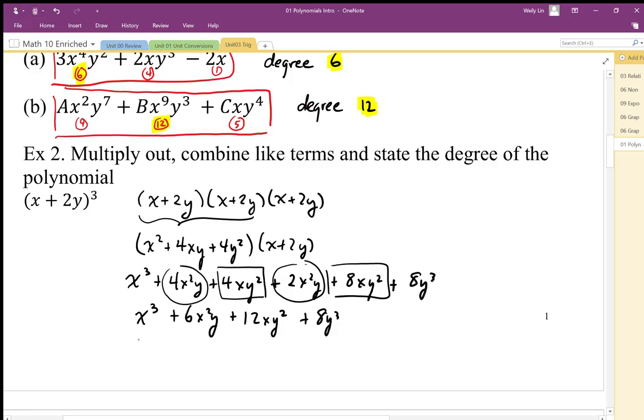I'm going to determine the degree, so that's degree 3. 1 plus 2, degree 3. In fact, all these terms are degree 3. So the highest degree of this polynomial is going to be degree 3. In fact, all of them are degree 3. So this is a degree 3 polynomial.